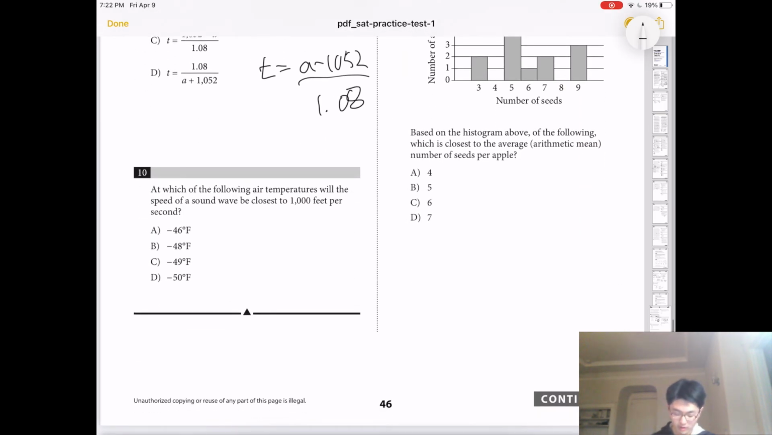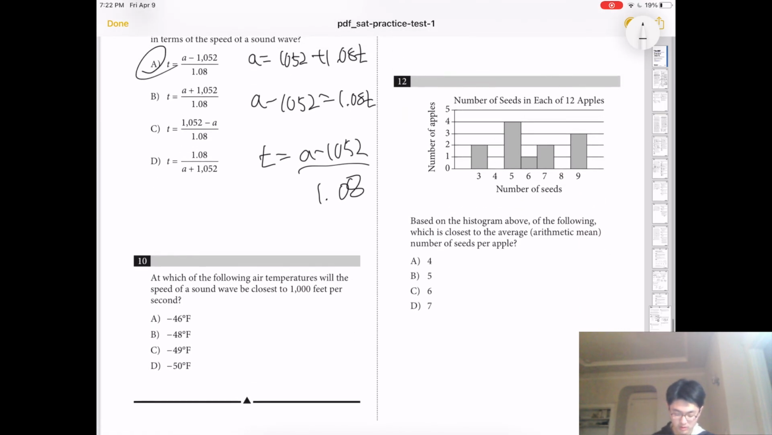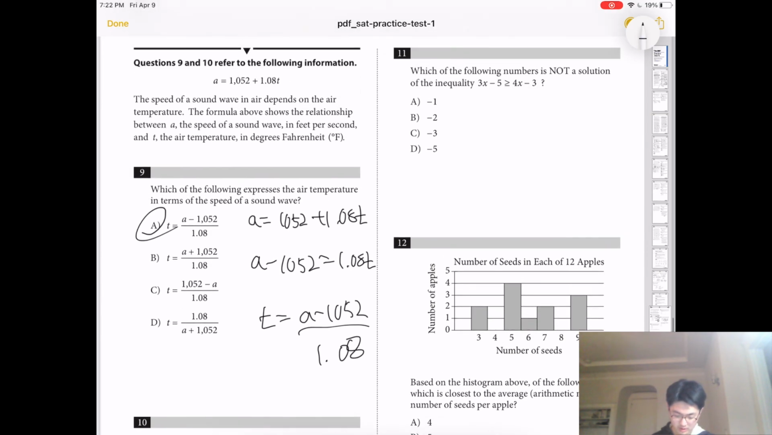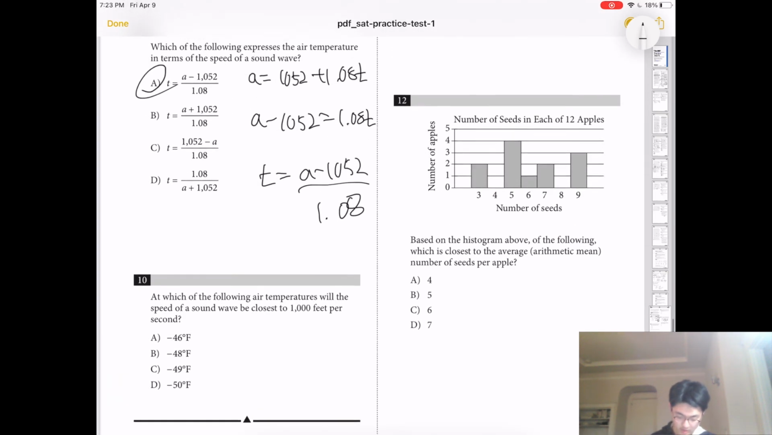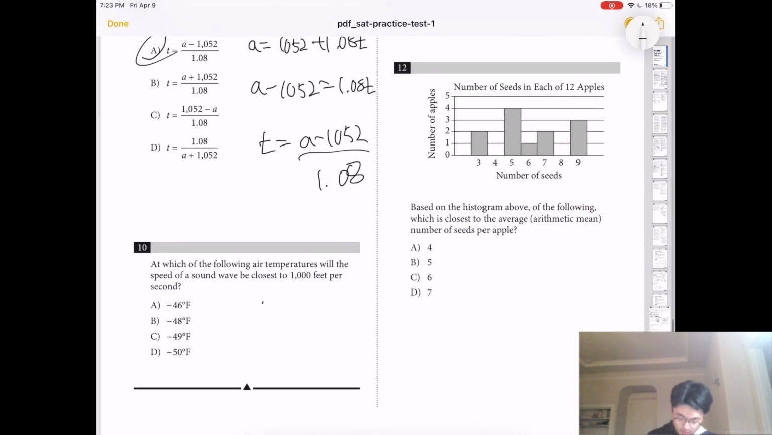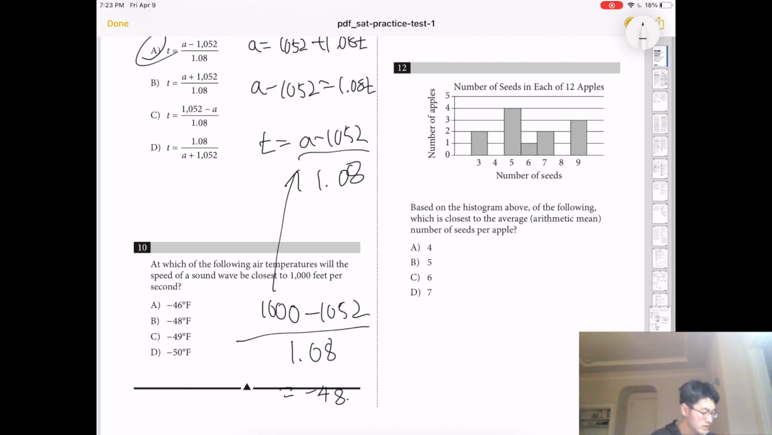And number 10, at which of the following temperatures will the speed of the sound wave be close to 1,000 feet per second? Okay. A is the speed of a sound wave and T is the temperature. So if we do 1,000, we're going to shove 1,000 into this equation: 1,000 minus 1052 divided by 1.08. This is where you'd use a calculator. And I got approximately negative 48, negative 48.15-ish. So the answer would be B.